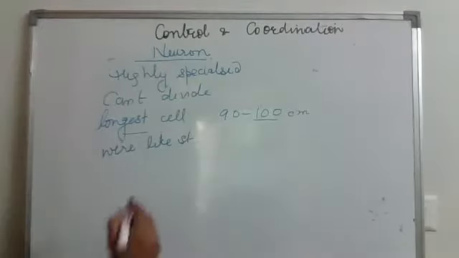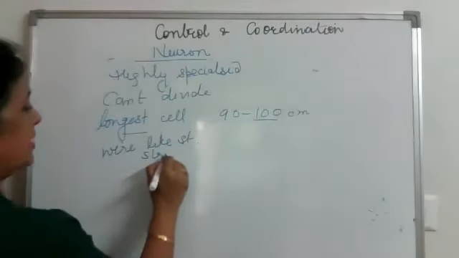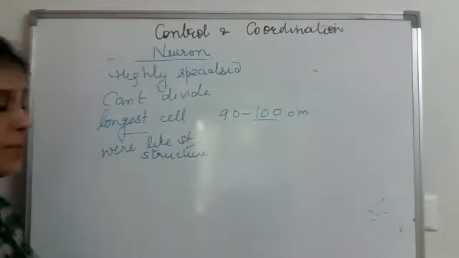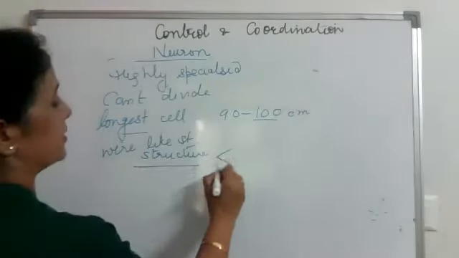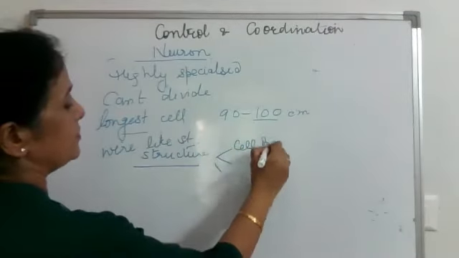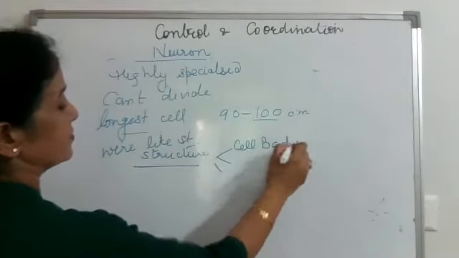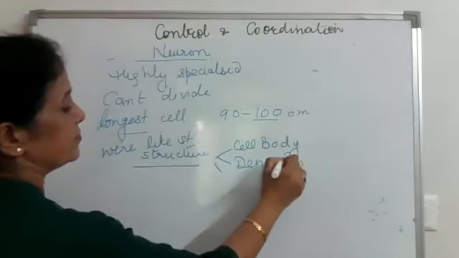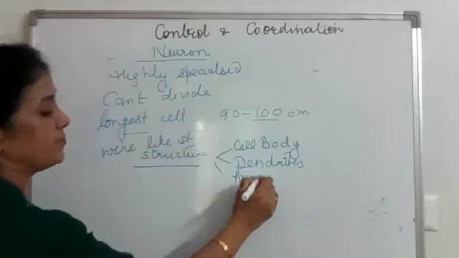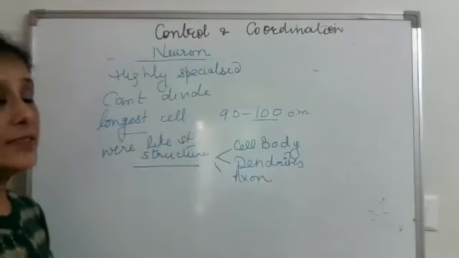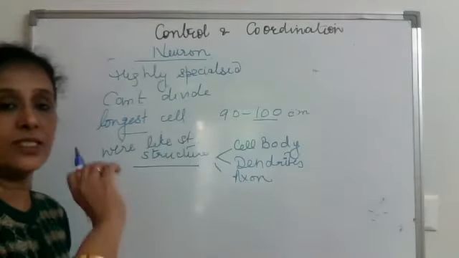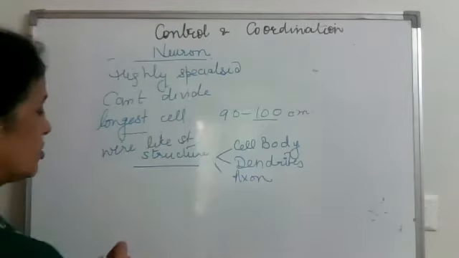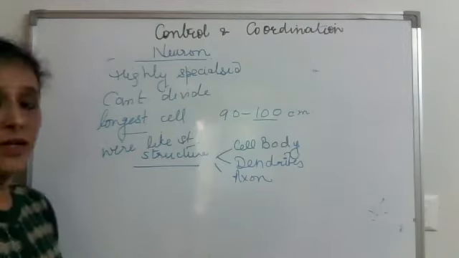Now, the structure of the neuron. A neuron is made up of three parts: a cell body, dendrites, and axon. These are the three parts which are found in each and every neuron. So now let us draw a neuron.